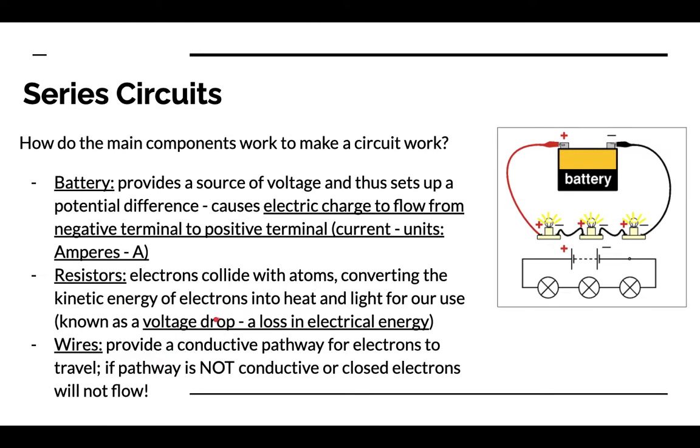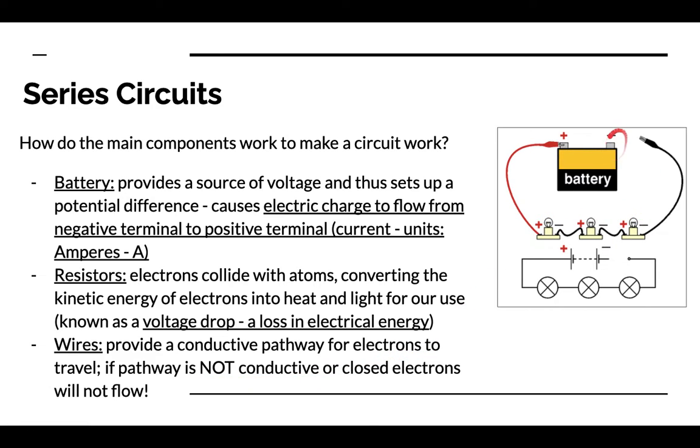When energy is lost inside of a resistor, we call that a voltage drop, a loss in electrical energy. I'm being a little bit liberal with my terms here, so my physicist buddies would say that's not 100% the whole story, but for our intents and purposes, this accurately describes what is happening inside a resistor. So voltage drop is a loss in electrical energy that happens when our electrons move through the resistors.